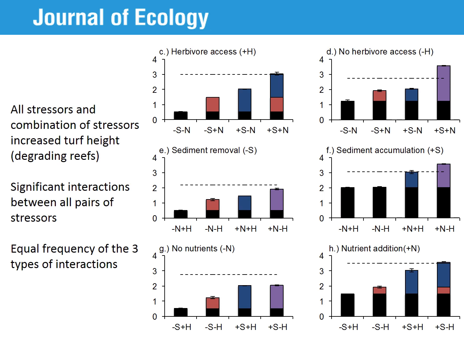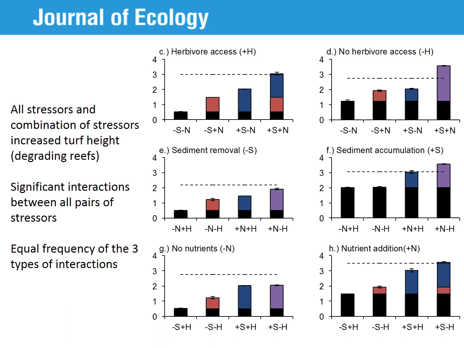When herbivores had access, we found that the effects of nutrient addition and sediment together was additive or linear. However, when herbivores were excluded, this interaction became synergistic, or the effects of the combined stressors was greater than expected. When sediment was removed, we found the interaction between nutrient addition and herbivore removal was antagonistic. The effects of the combined stressors was less than expected. However, when sediment was allowed to accumulate, the effects of the combined stressors was synergistic, or greater than predicted.